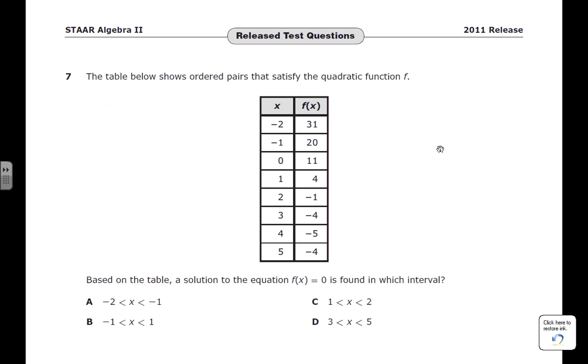Question number 7. It says the table below shows ordered pairs that satisfy the quadratic function f. Based on the table, the solution to the equation f of x equals 0 is found in which interval? So, if you want to find a solution, that happens where the y value, the output, switches from positive to negative, or from negative to positive. Okay, so let's write down a side note.